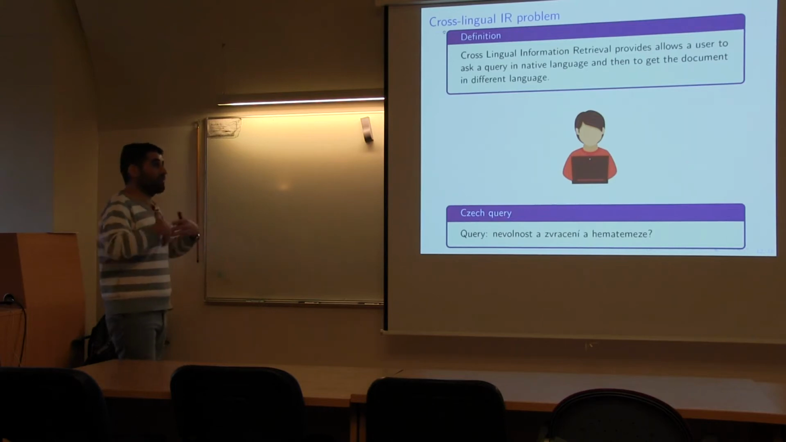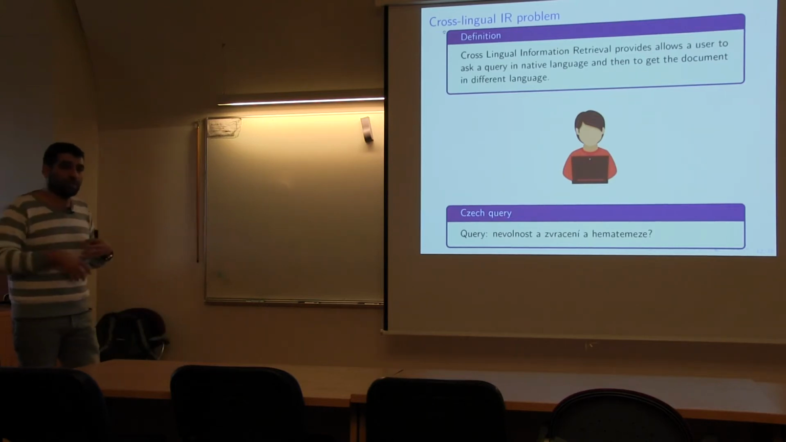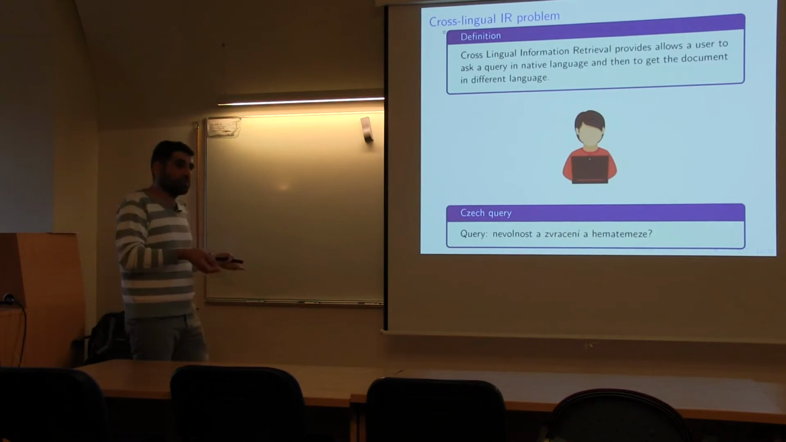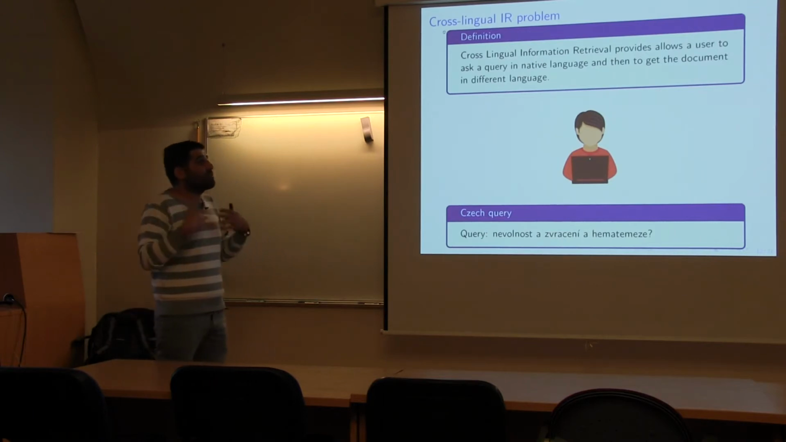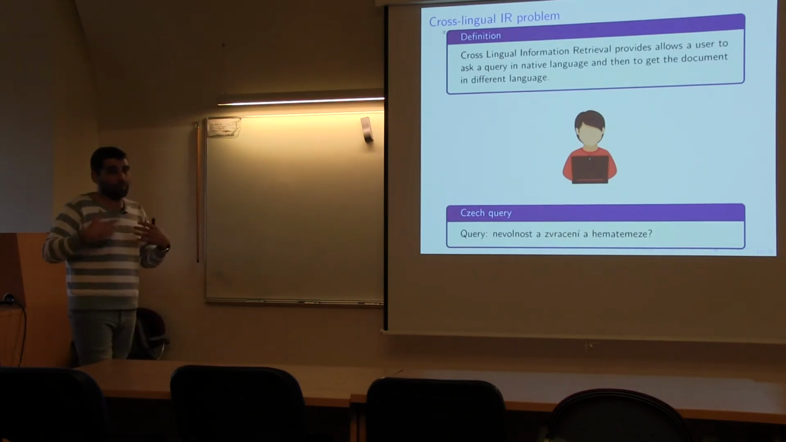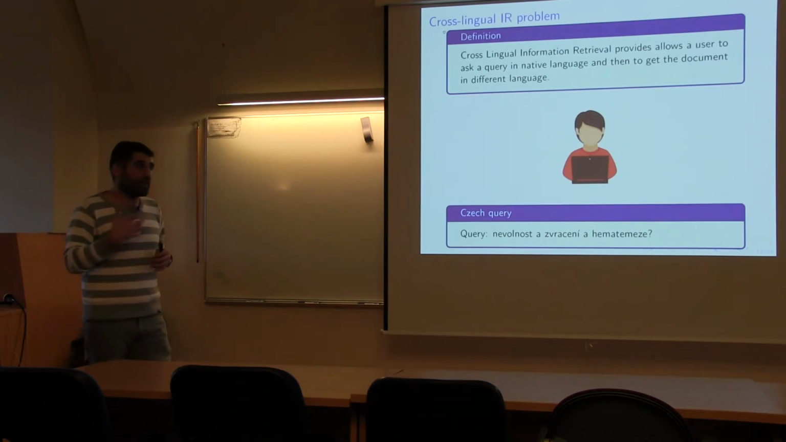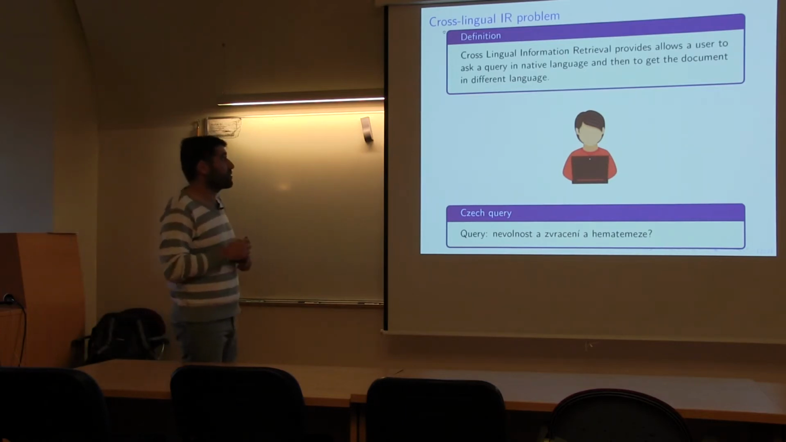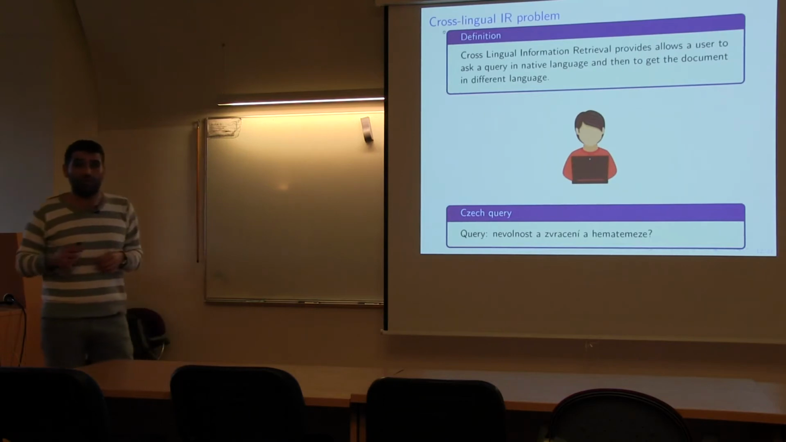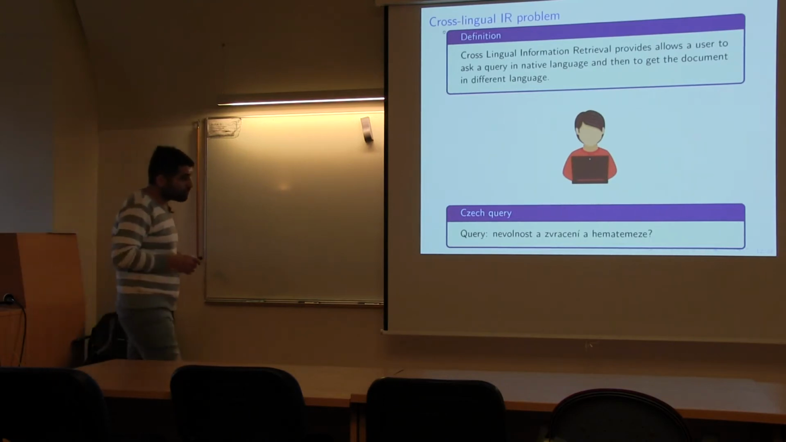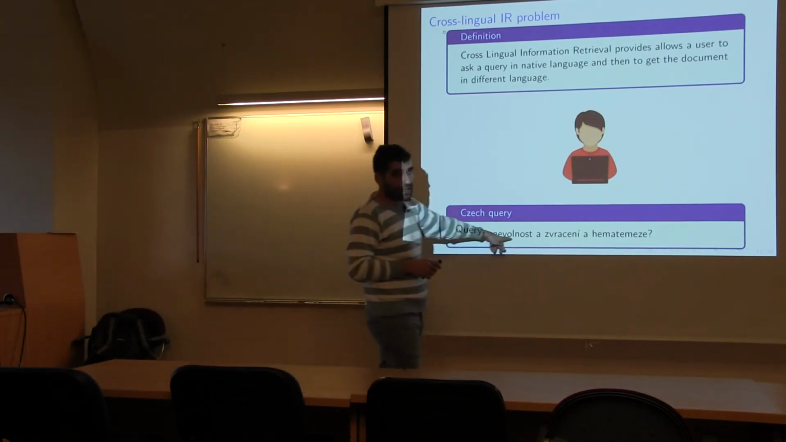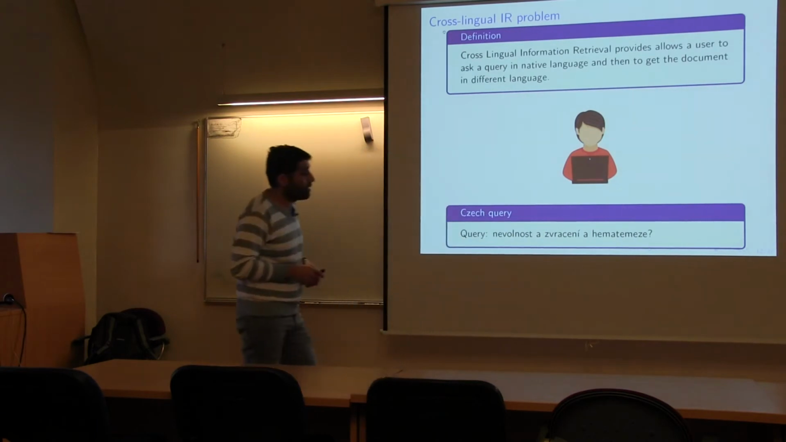Like I move to Czech and I want to find some information about the public transportation system, but I don't speak Czech. So here's the main problem. What should I do to find this information? And this is what cross-lingual IR tries to solve. Here's the same query written in Czech.